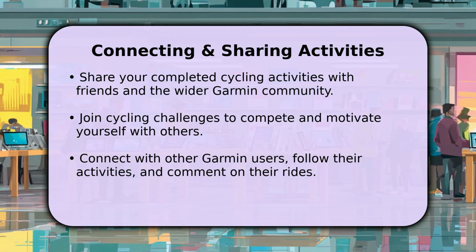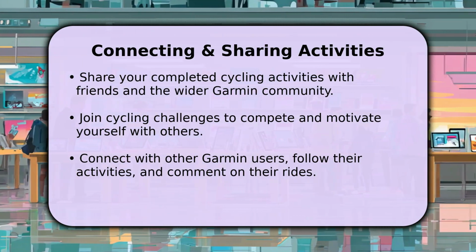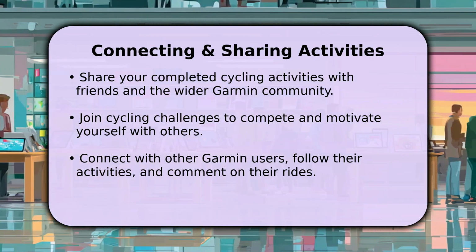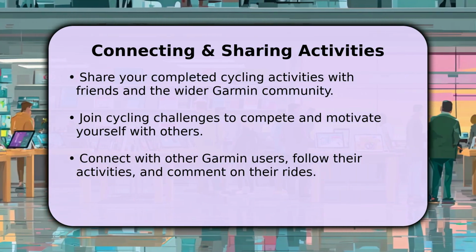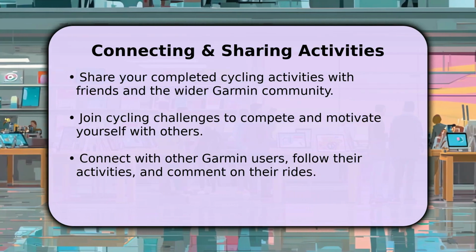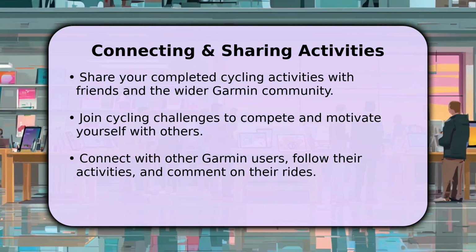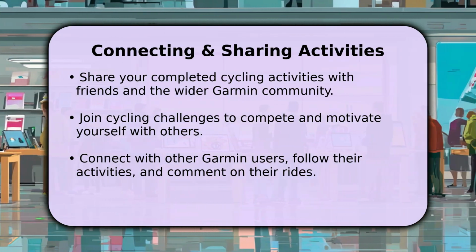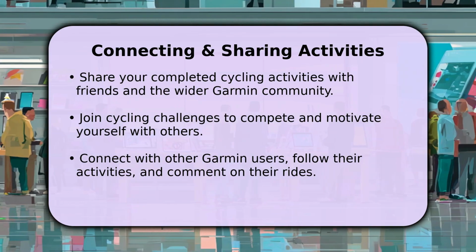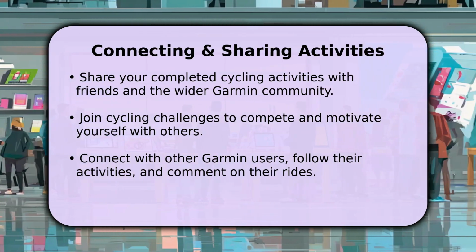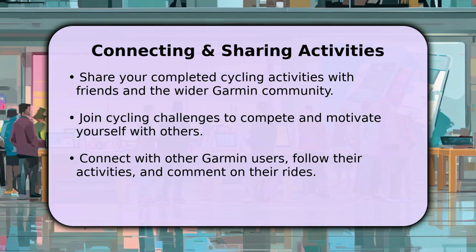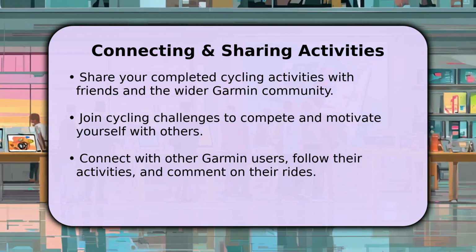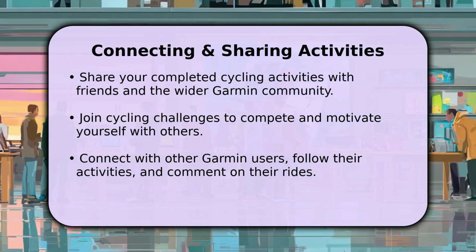Garmin Connect is more than just a personal tracking tool, it's a vibrant community. You can easily share your latest rides, achievements, and photos with friends directly through the app. Participate in various cycling challenges to add a fun, competitive edge to your training, earning badges and bragging rights. Connect with fellow cyclists, follow their progress, and leave encouraging comments on their activities. Plus, for those who use other platforms, you can seamlessly export all your ride data to popular apps like Strava for even broader social engagement.